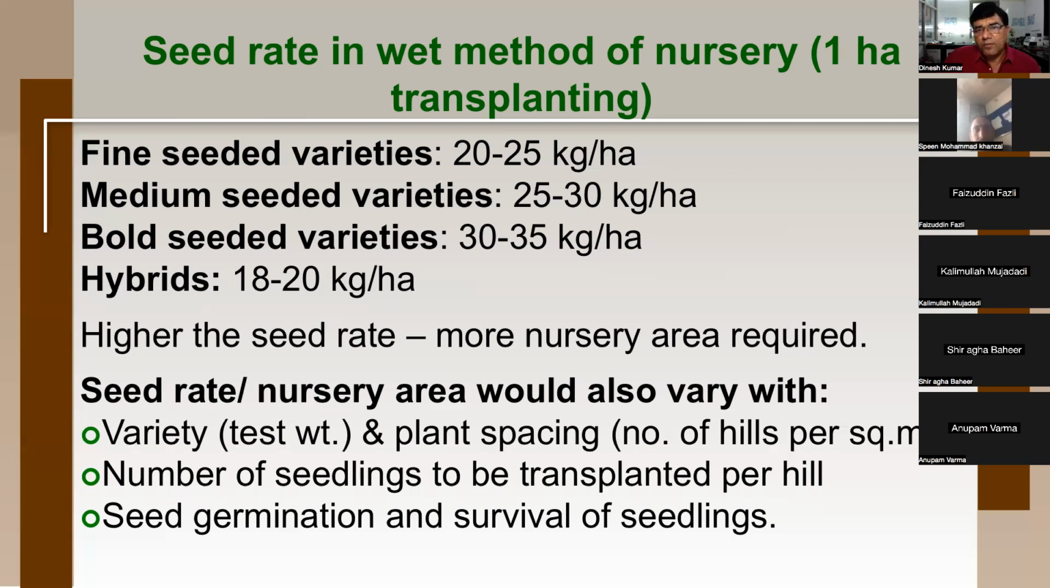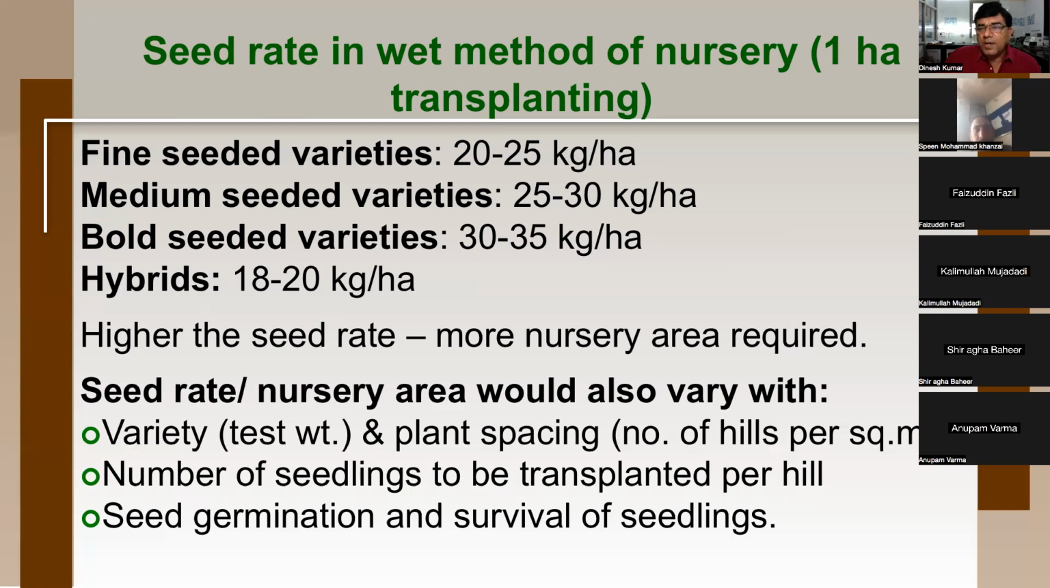for a 1 hectare plant. Suppose you have 1 hectare area, then 1/10 will be 1000 meter square. That means 1000 meter square nursery area will be required. So as you see in the current slide, that seed rate or nursery area would also vary.